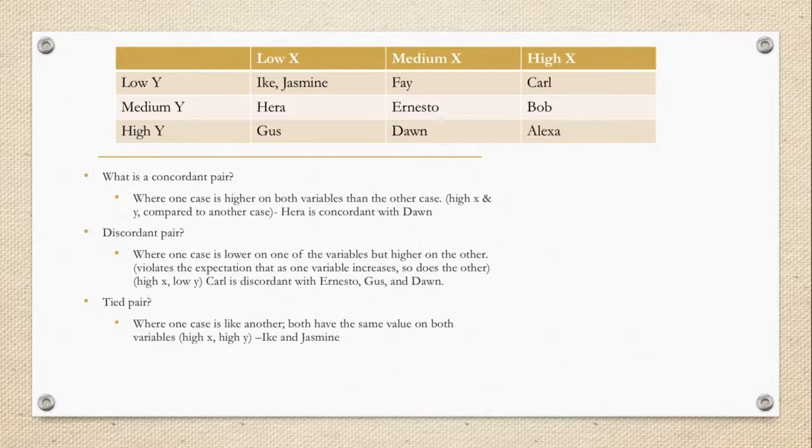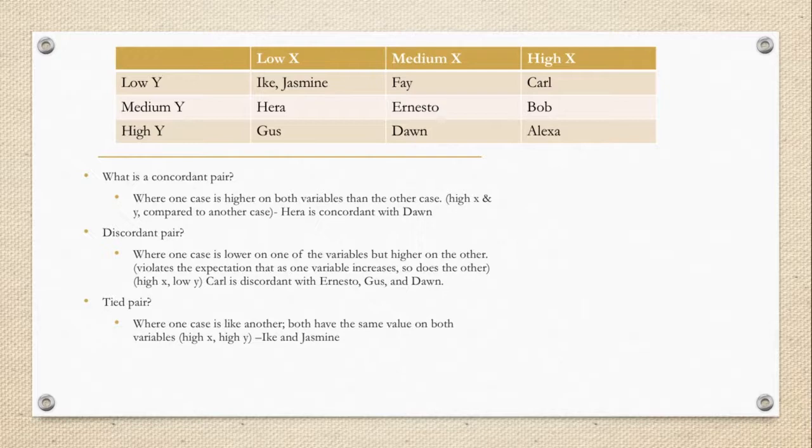Okay, so you might have a high x and a low y. In this case, Carl, who is very high on the x value but low on the y, is discordant with Ernesto, who is at a medium x, medium y, Gus, and Dawn.